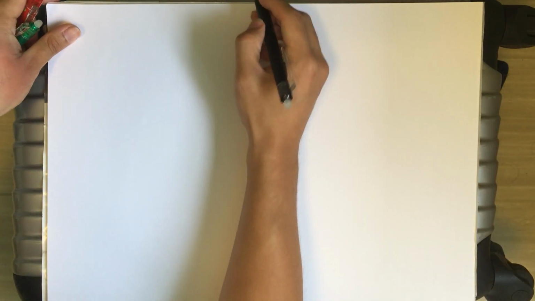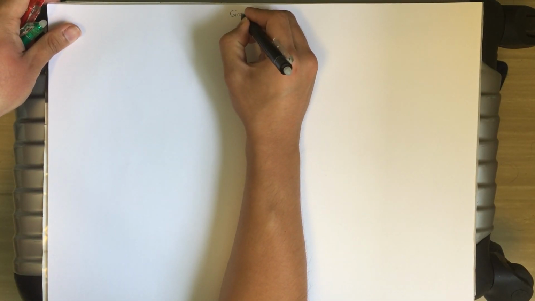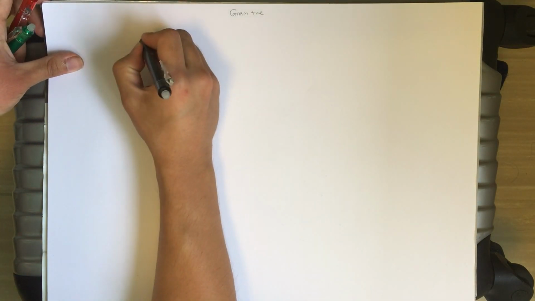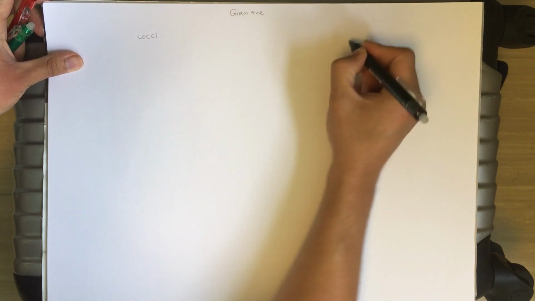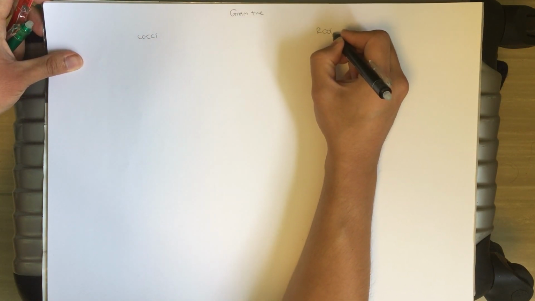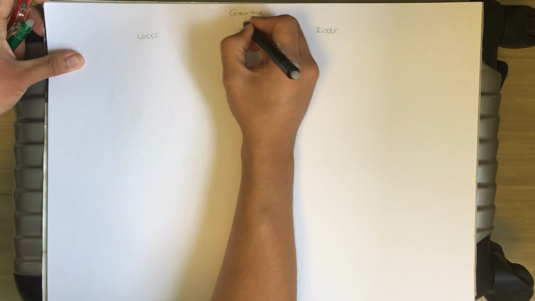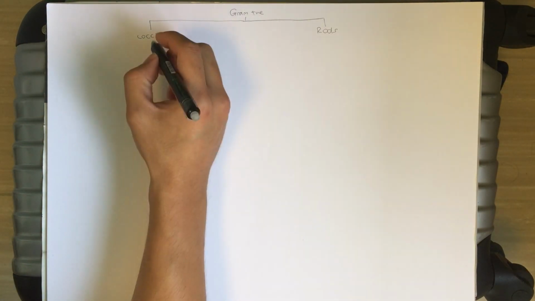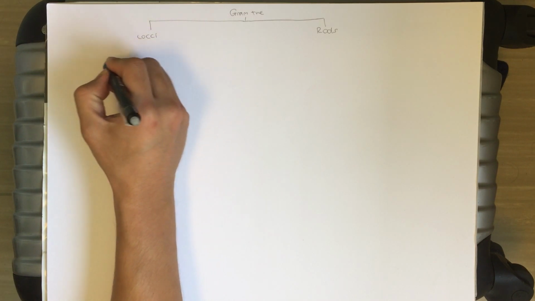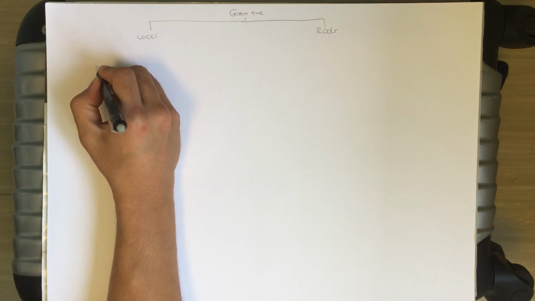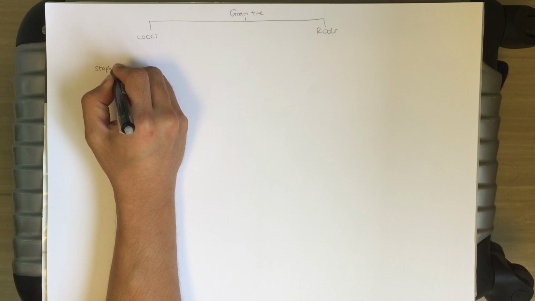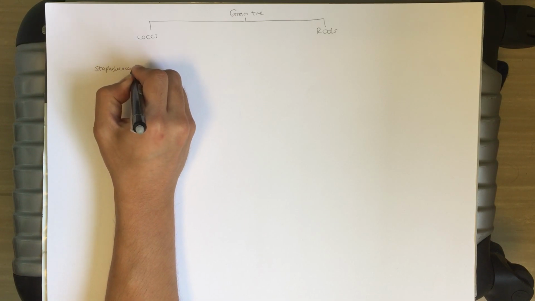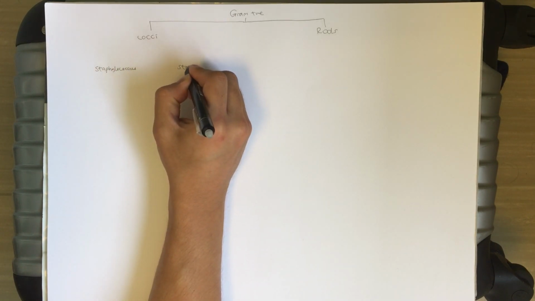So the gram positive, as I said, is going to be here, gram positive. And you can either have cocci or rods. So this is the two shapes that you could possibly have. Now within the cocci, you have two different types of cocci. You have staphylococcus or streptococcus.